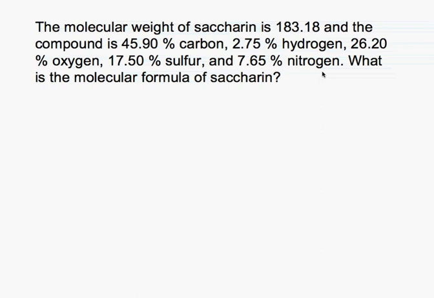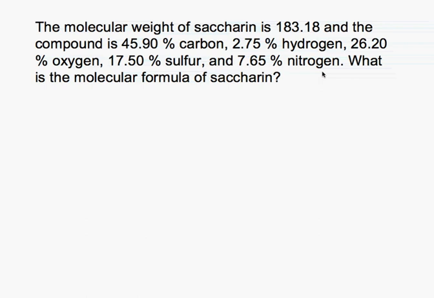The next problem that we have says the molecular weight of saccharin is 183.18, and the compound is 45.90% carbon, 2.75% hydrogen, 26.20% oxygen, 17.50% sulfur, and 7.65% nitrogen. What is the molecular formula for saccharin?